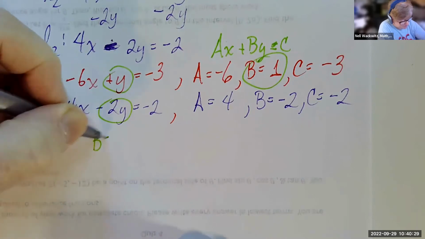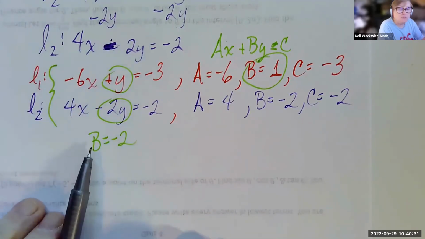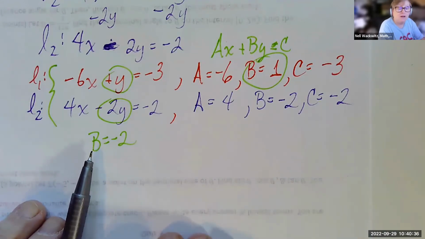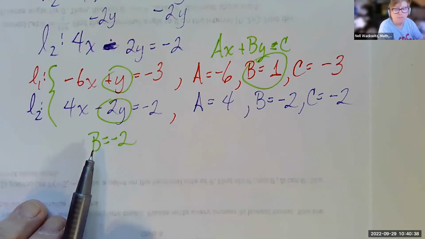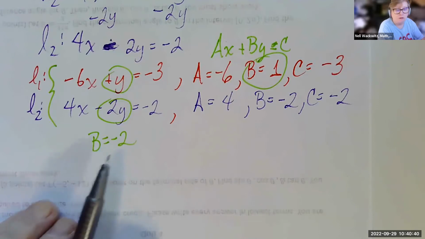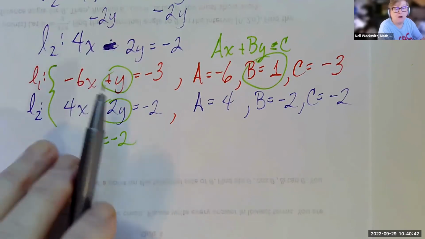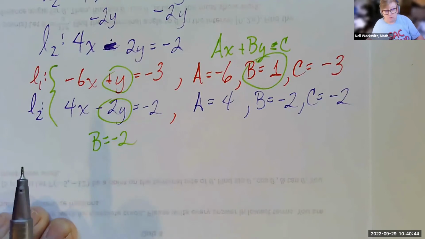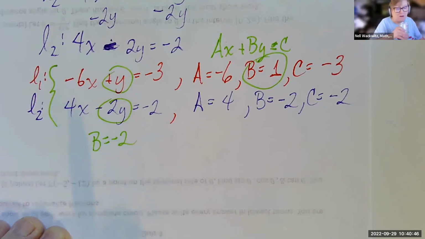So we have B equals negative 2. That means we want the coefficient of Y in the other line to be positive 2. Negative 2 and positive 2. And why do we want those numbers? So they cancel each other out. That's right.